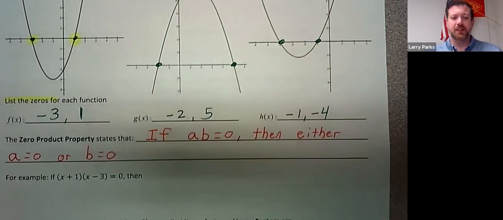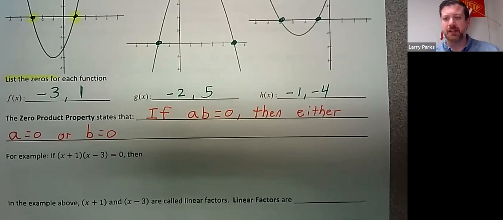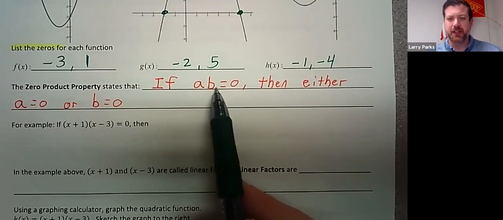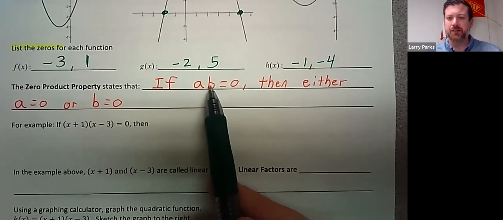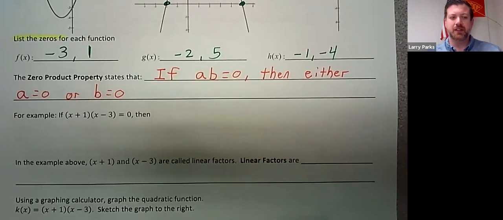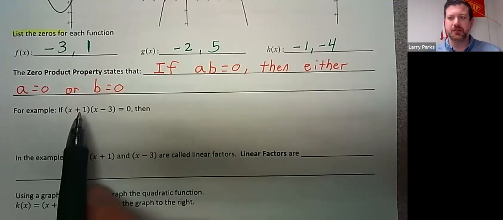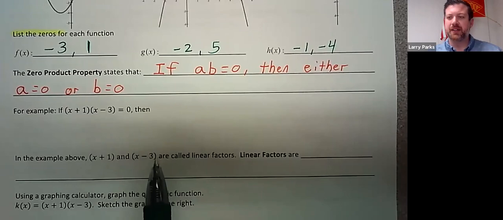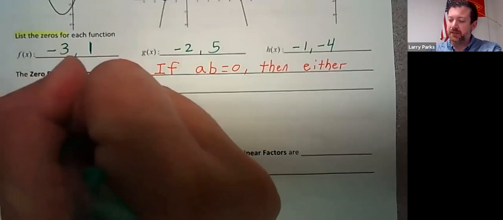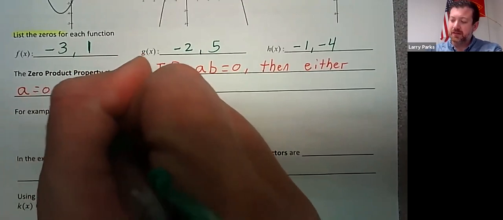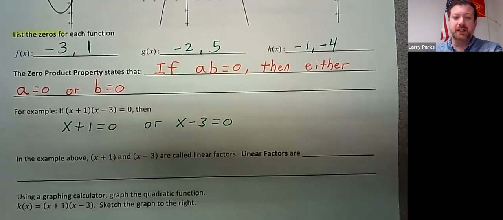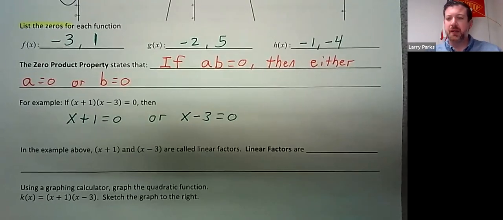Okay. So we're going to be using what's called the zero product property. We've already talked about this property. It basically says if you multiply two numbers and you get 0, then that means one of those numbers was 0. So for example, if I multiply x plus 1 times x minus 3 and I get 0, then by the zero product property, that means x plus 1 equals 0, or x minus 3 equals 0. So the zero product property really helps us solve and find the solutions.